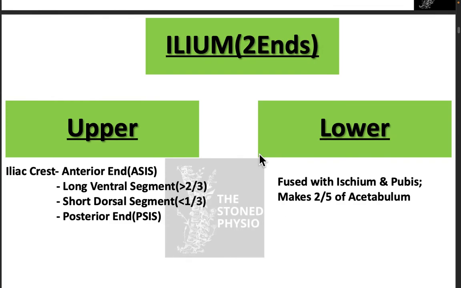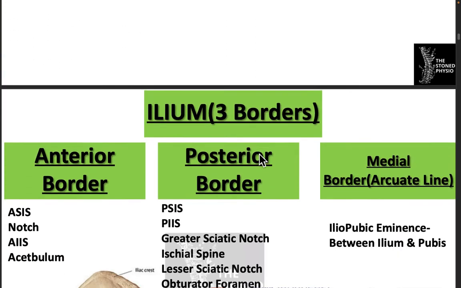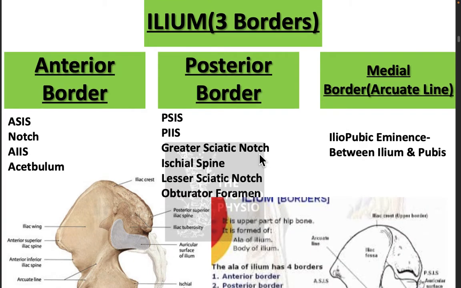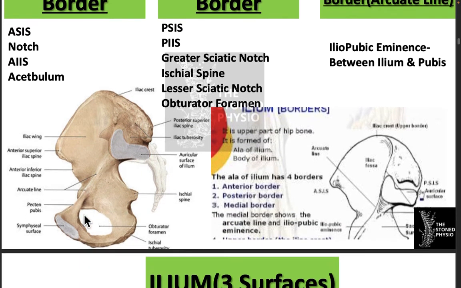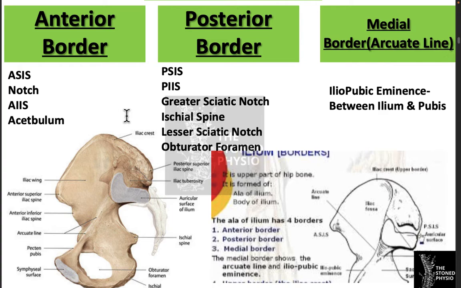So we have talked about the two ends, the upper end and the lower end. Now let's talk about the borders. This is important, the borders, and then we'll be talking about the surfaces of the ilium. Right now we are concerned with the ilium only. We can see we have got the pubis as well as the ischium here, but right now we are concerned only with the ilium. So first of all, let's talk about the borders.